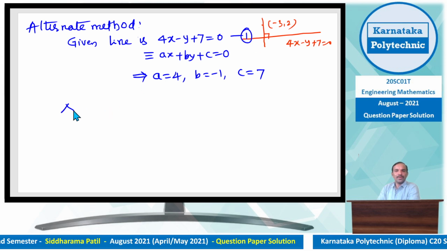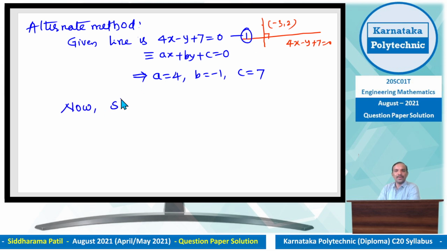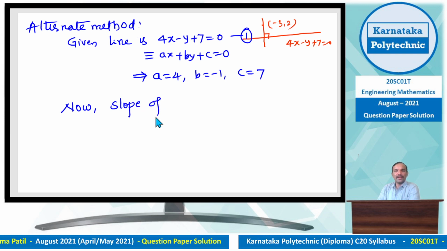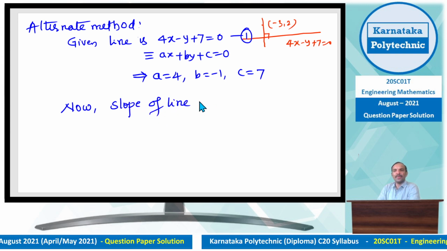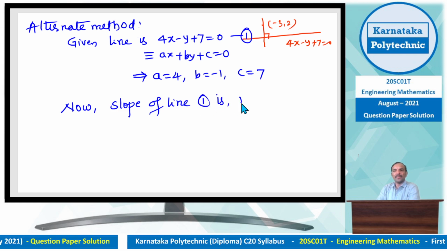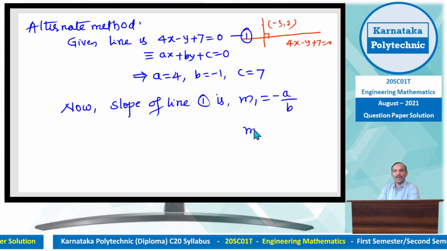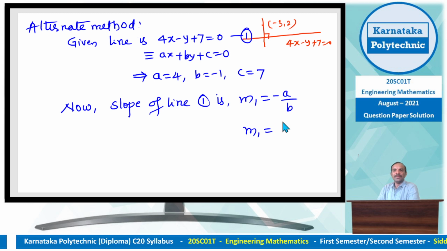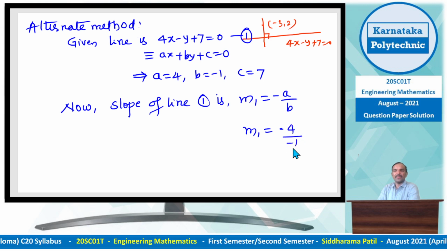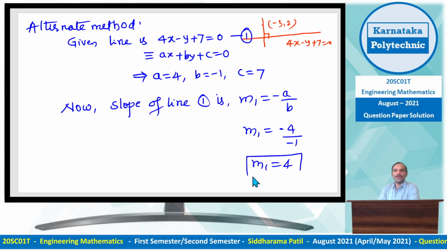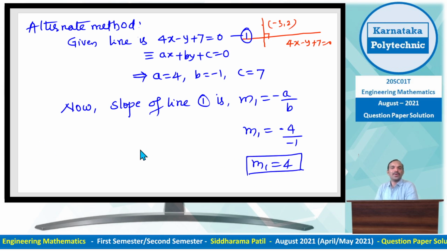Now slope of line 1, take it as m1. m1 equal to, the formula is minus a by b. m1 equal to minus a is 4, b is minus 1, that is m1 equal to 4.